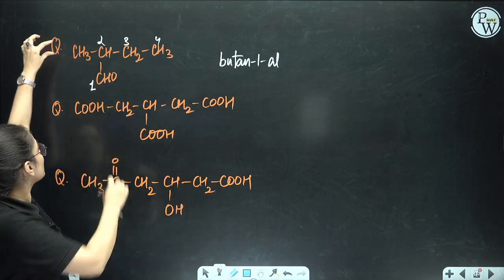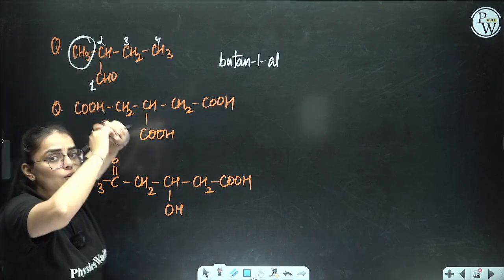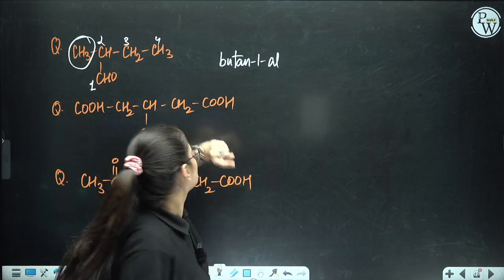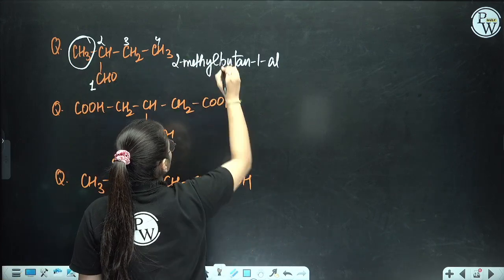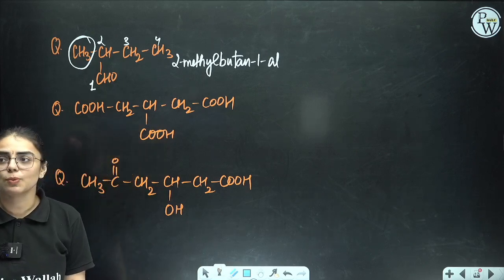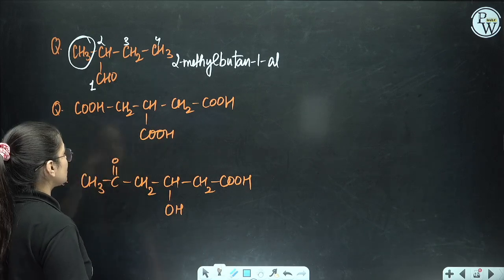Now we have an extra group over here, which is CH3, which is a methyl group, which is used as a secondary prefix. It is present at second carbon, so it is basically 2-methylbutan-1-al. Yes, everyone? Okay, that's great. Now let's come to this compound.